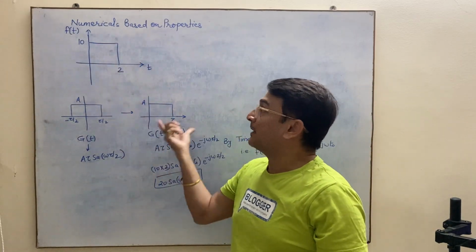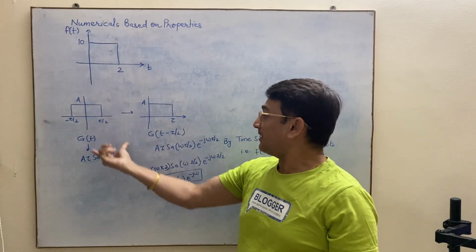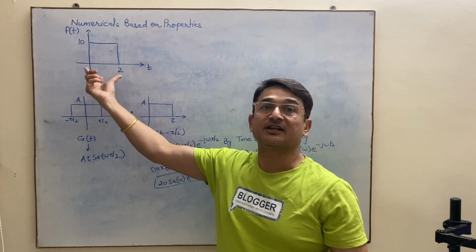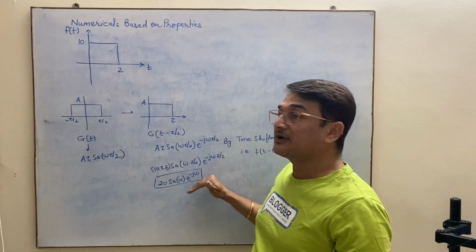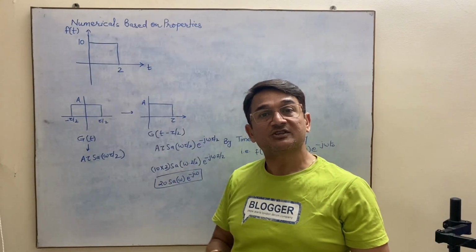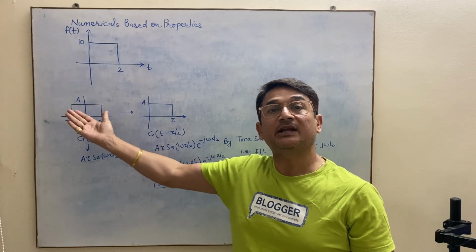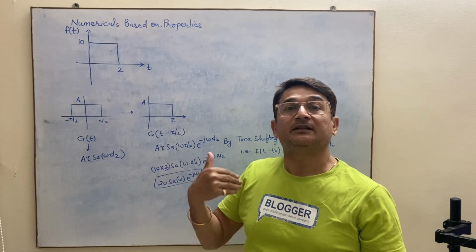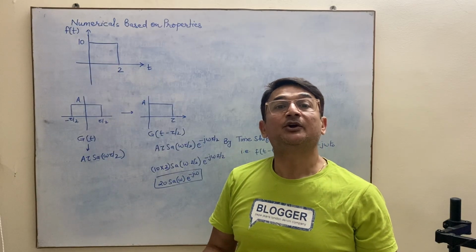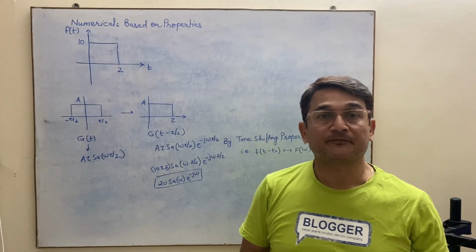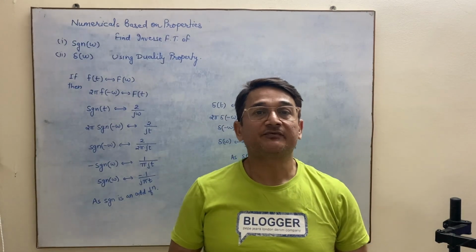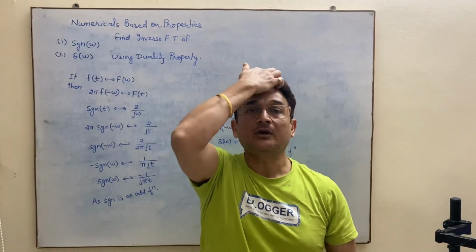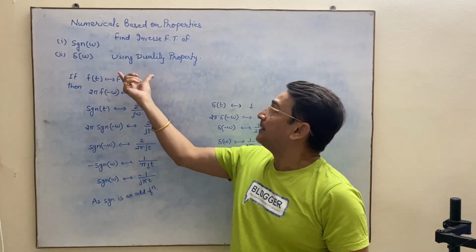So by using this property, you can easily calculate the Fourier transform of the shifted pulse. This is based on the time shifting property. The previous question was based on the frequency shifting property. Now we will see the questions based on duality property. So next we will see the numericals based on duality property.